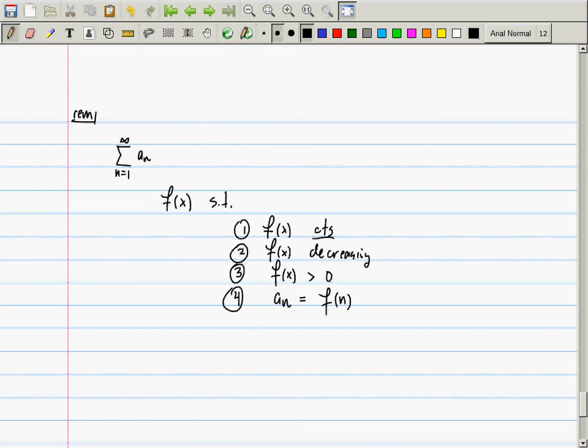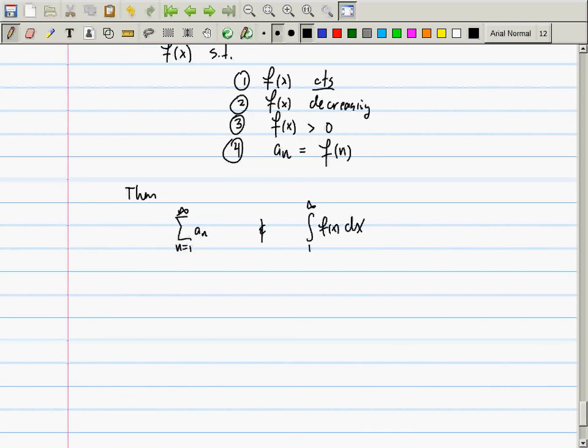So that is to say, I give you a series, and from this series you can extract a function which is continuous and decreasing and positive, and the sequence and the function agree at every integer value. Then these two things, the sum from n is 1 to infinity of a n, and the integral from 1 to infinity of f of x dx, what's true about them? How are these two things related?